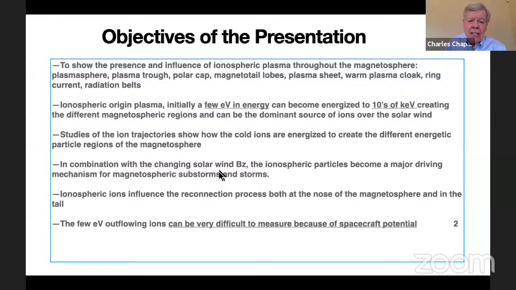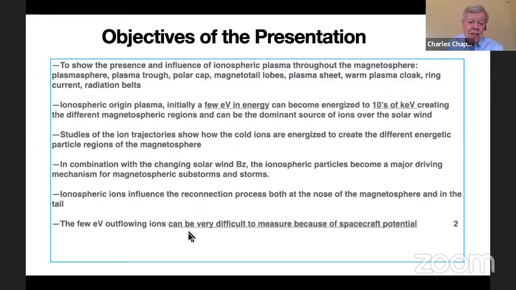And then, in combination with the solar wind Bz, show how the ionospheric particles become a major driving mechanism for substorms and storms. As a reminder, ionospheric ions, both from the plumes that come off the plasmasphere and the warm plasma cloak that brings particles to the nose of the magnetosphere, affect the reconnection process, both at the nose of the magnetosphere and in the tail.